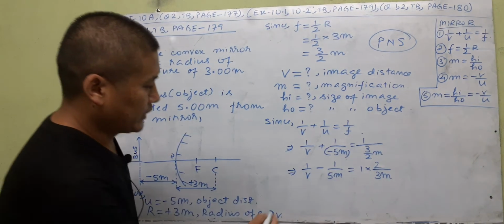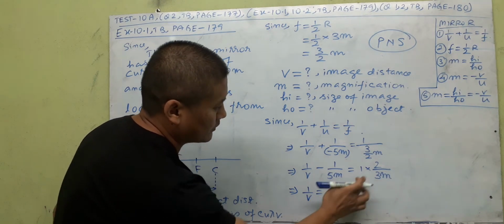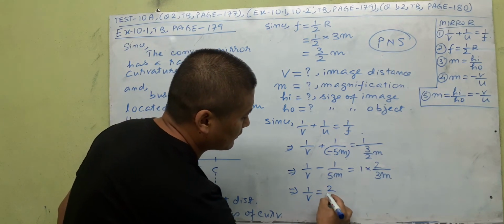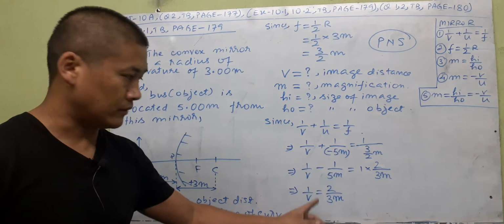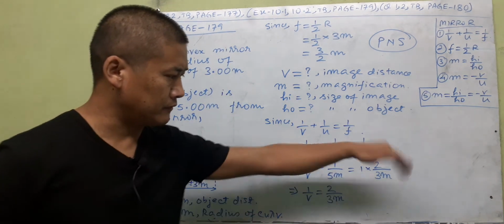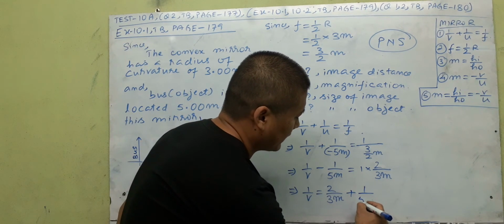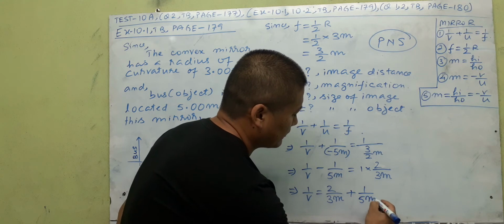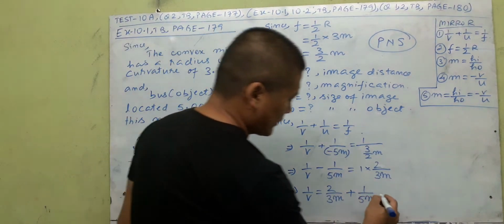So now we can write here, that implies 1 by V is equal to 1 into 2 by 3, is simply you can write 2 by 3. Please notice that meter is in the denominator, okay? Minus 1 by 5 we shift to the right side from left. Sign will change to plus 1 by 5. Even meter is in the denominator. Let's do slowly.